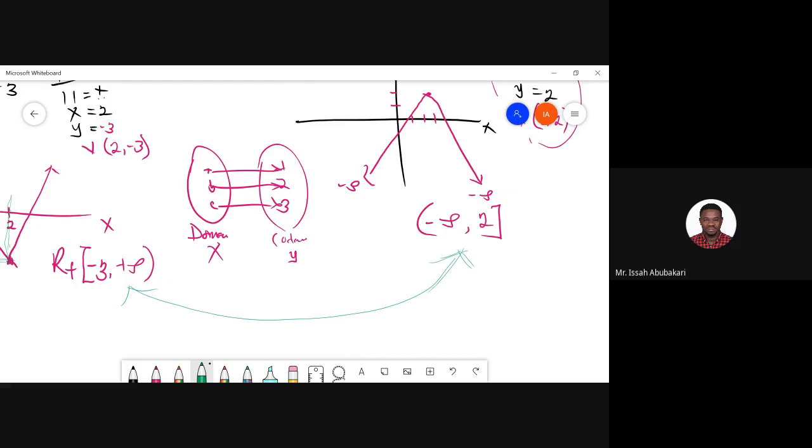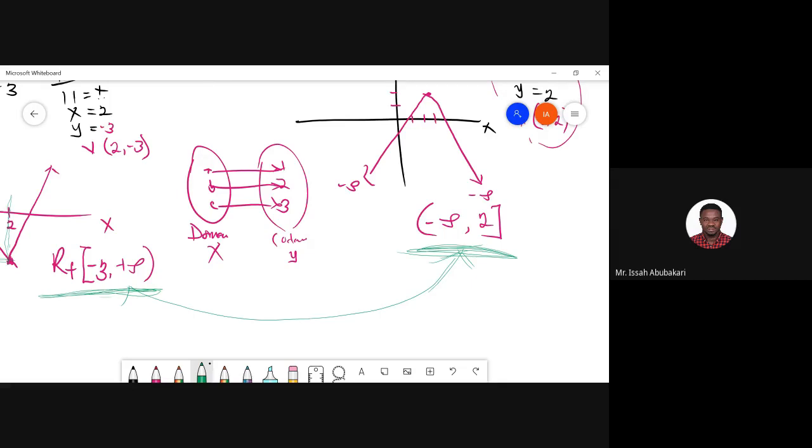What is the difference? The difference is we always try to write the lowest number first before we write what? The biggest number or the highest number. So the highest number in this case is what? 2. And the lowest is negative infinity. On our left side, the lowest number is -3 and the highest is positive infinity. So always try to write the smallest number first before the biggest number or the highest number. Is that okay?